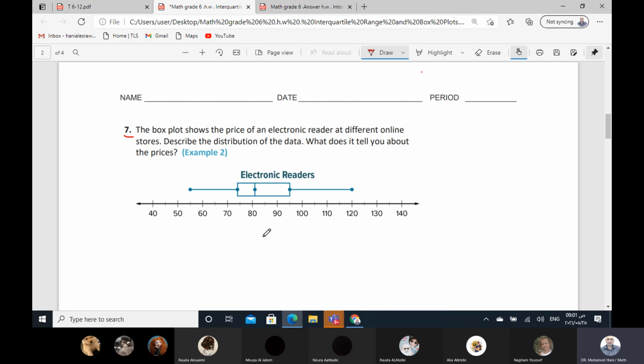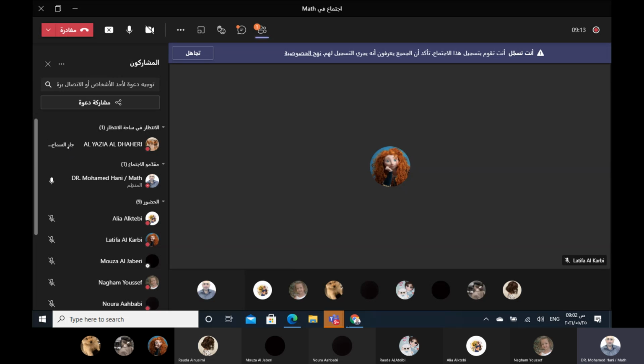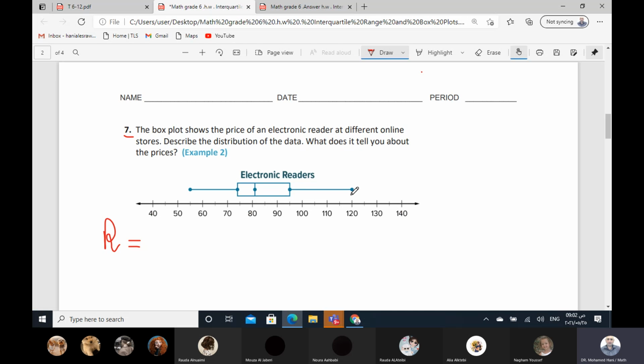No. Thank you, Nagam. Who can tell me what is the range? The difference between the least number and the greatest number. Yes, what is the greatest number here? 140. The greatest number as you see? 120. And the smallest value? 55.